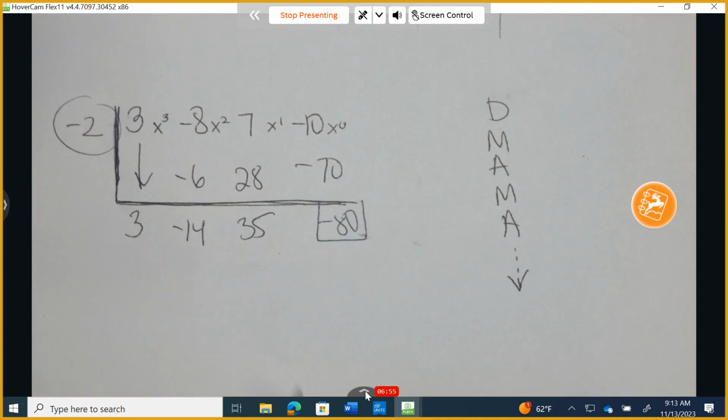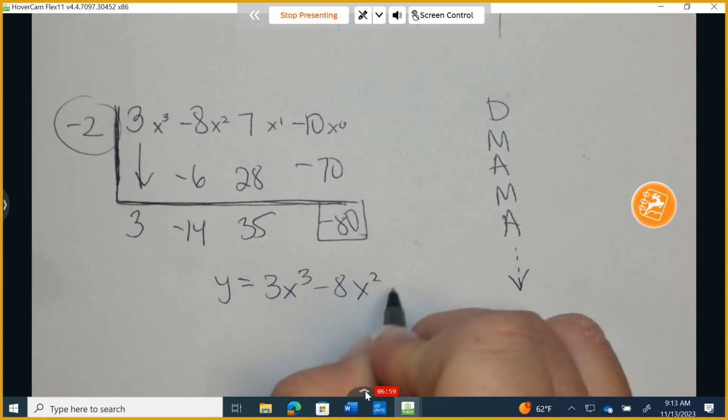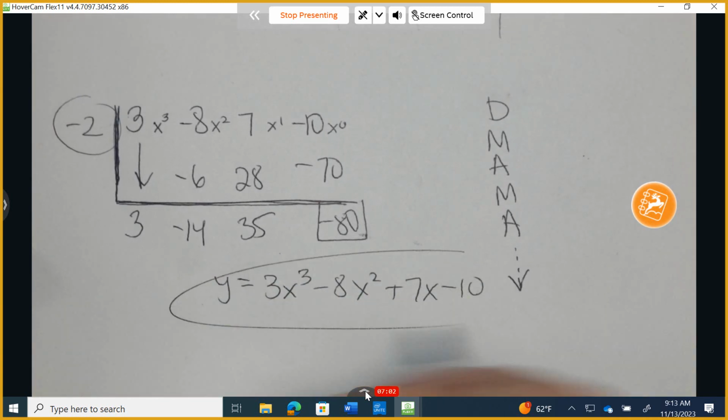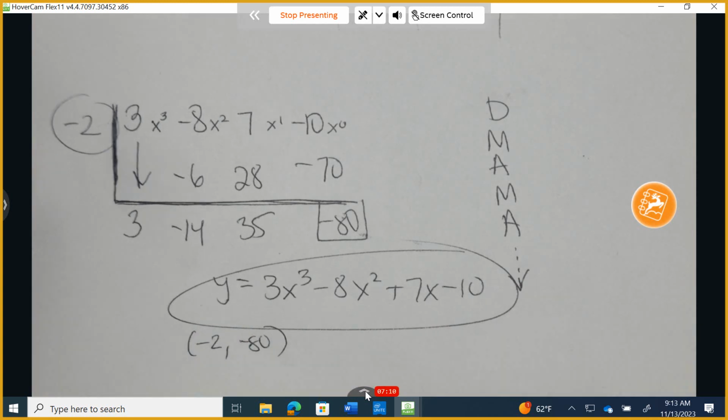What does this mean? It means if I gave you this polynomial function and I told you to take out a graphing calculator and graph it, you would find that for this function, when you went to -2 on the graph for an x value, it would correspond with -80.